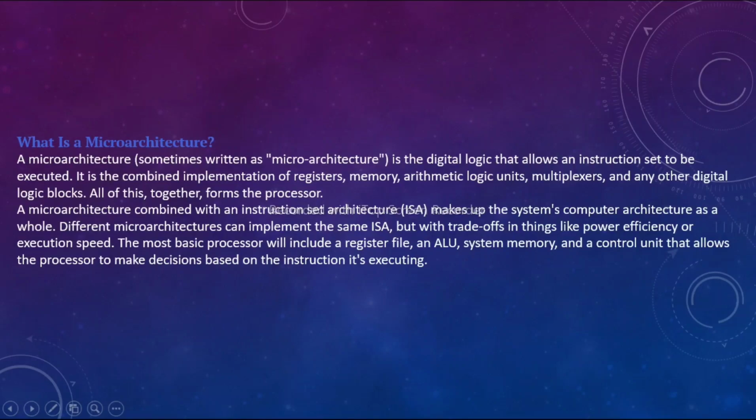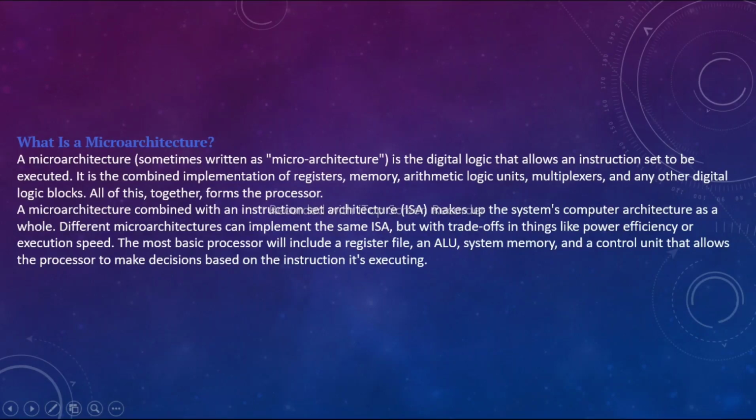What is microarchitecture? A microarchitecture is digital logic that allows an instruction set to be executed. It is a combined implementation of registers, memory, arithmetic logic units, multiplexers, and any other digital logic blocks. All of these together form a processor. A microarchitecture combined with an instruction set architecture makes up the computer architecture as a whole. Different microarchitectures can implement the same ISA but with trade-offs in things like power efficiency or execution speed.